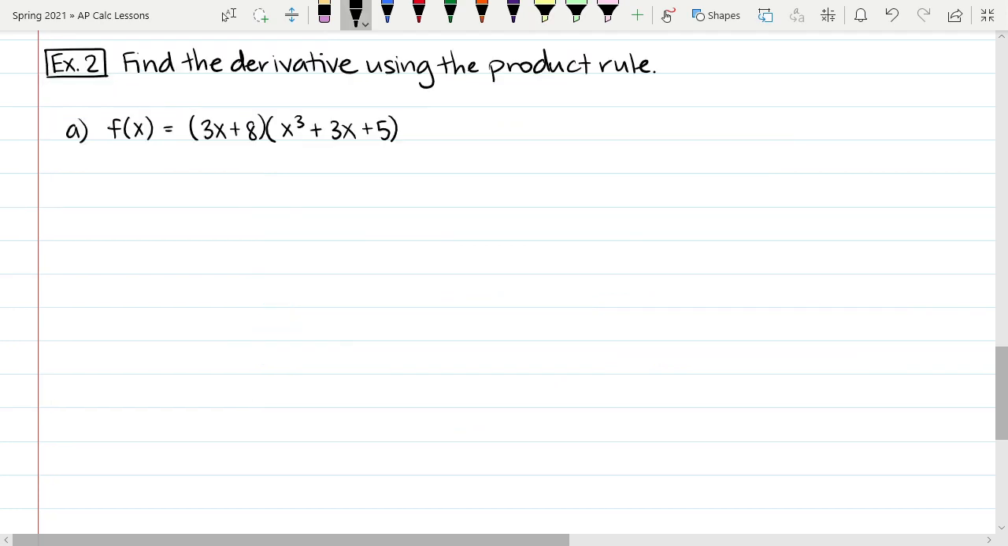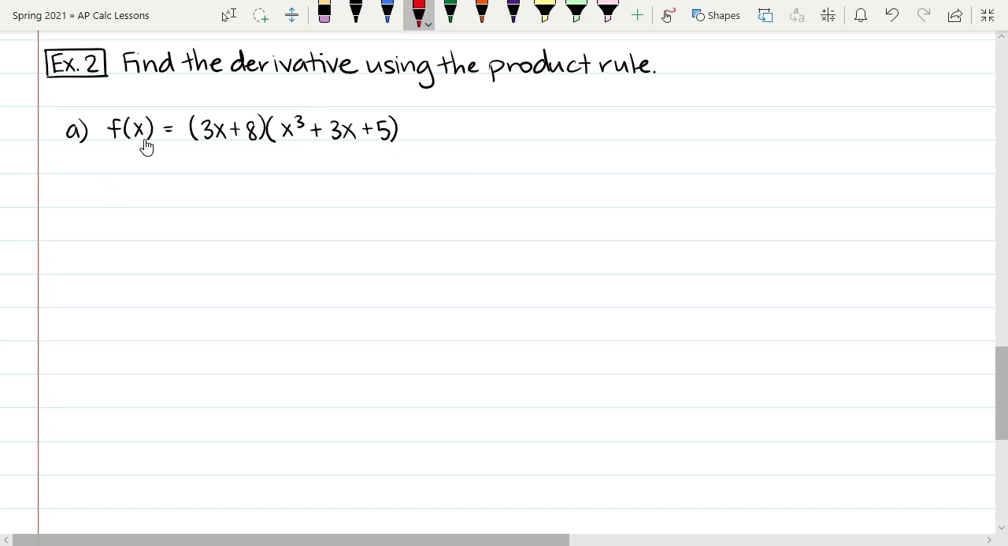Okay, so we're going to find the derivative using the product rule. Here for part A, f of x equals 3x plus 8 times the quantity x cubed plus 3x plus 5. So 3x plus 8 is like my f of x from the product rule formula, and x cubed plus 3x plus 5 is like my g of x from that formula. Again, I don't want to actually call this f of x because that's what this whole function is already called. But in terms of applying the formula, that's how you can think about this.